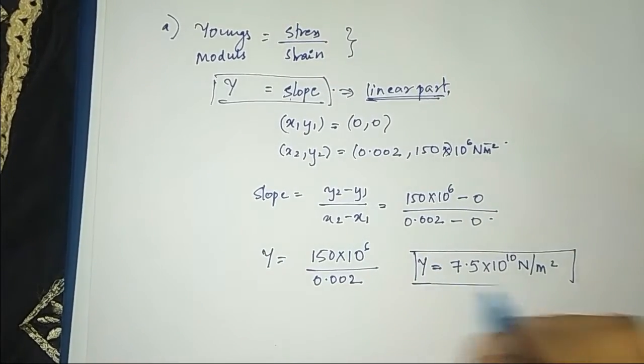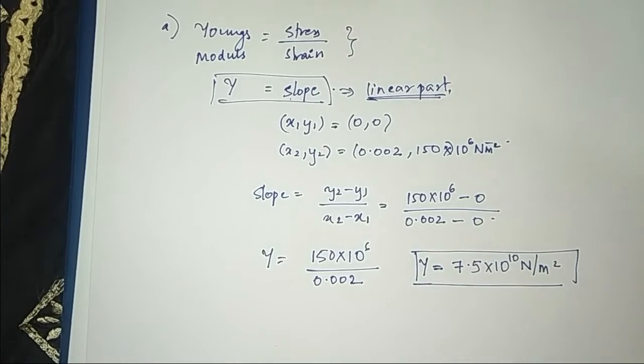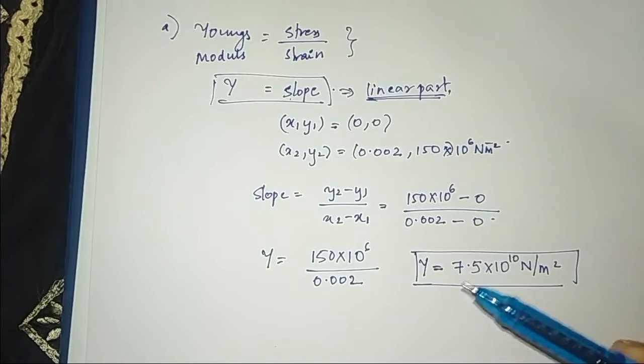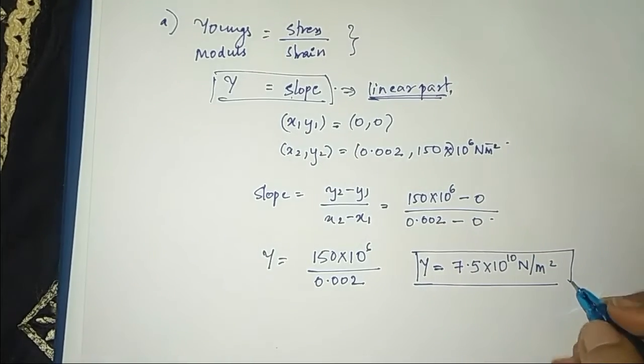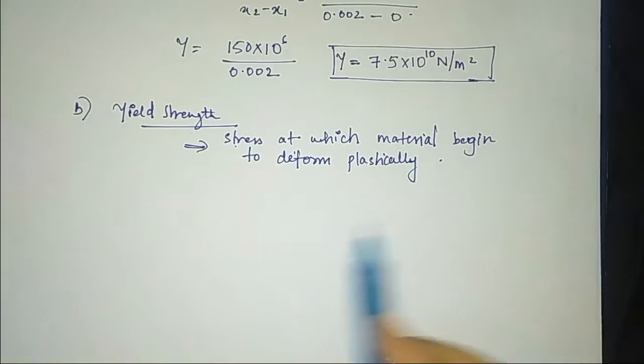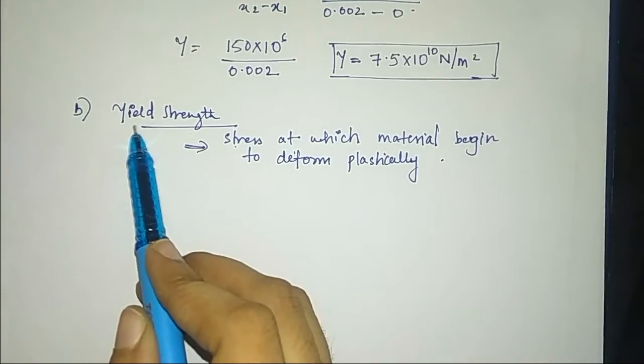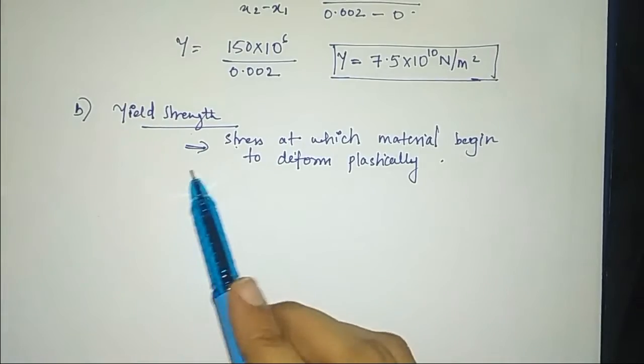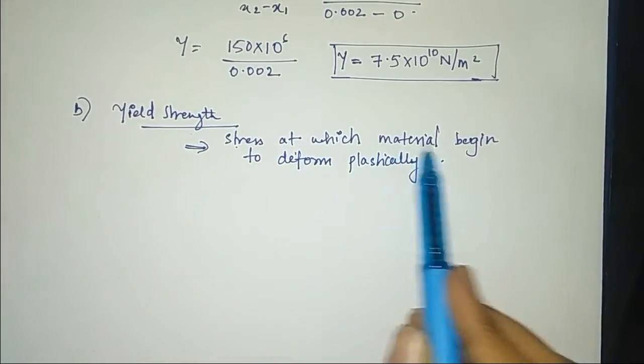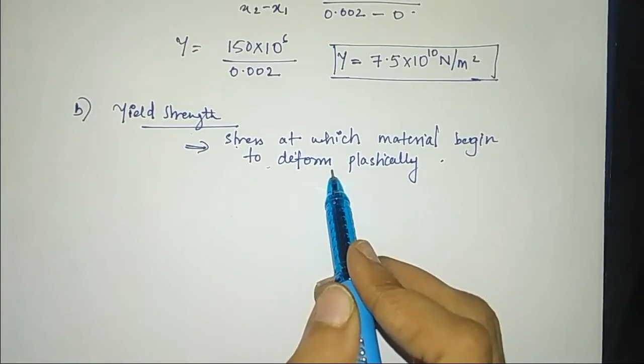Okay, that was pretty easy. It was an easy sum because we have to calculate the Young's modulus through the slope. That was the first part of the problem. So the next part of the question is to calculate the yield strength. So what is yield strength? Yield strength is the stress at which the material begins to deform plastically.